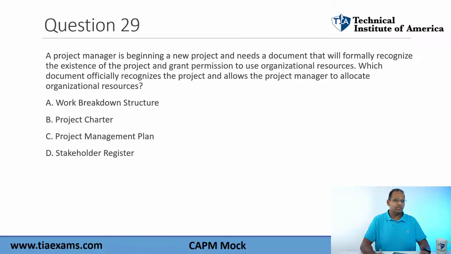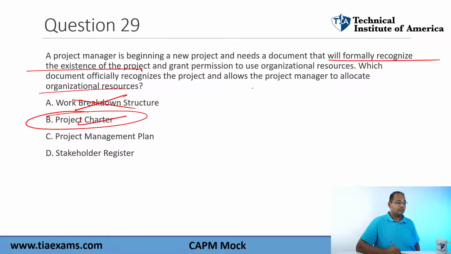Practice question number 29. Next question. A project manager is beginning a new project and needs a document that will formally recognize the existence of the project and grant permission to use organizational resources. Which document officially recognizes the project, allows the project to allocate additional resources? The work breakdown structure, probably not. The work breakdown structure does not formally recognize the existence of a project. All right, that's the project charter.